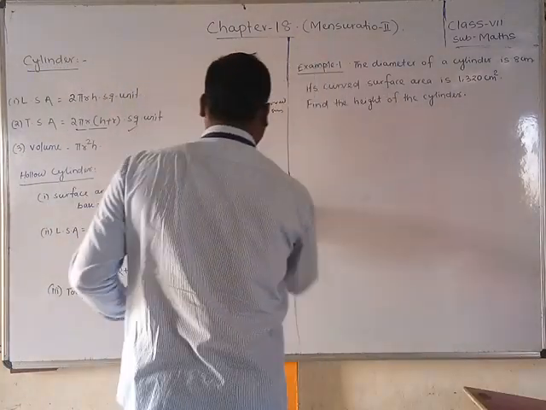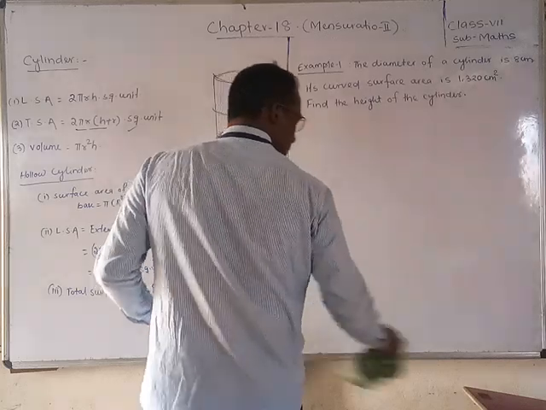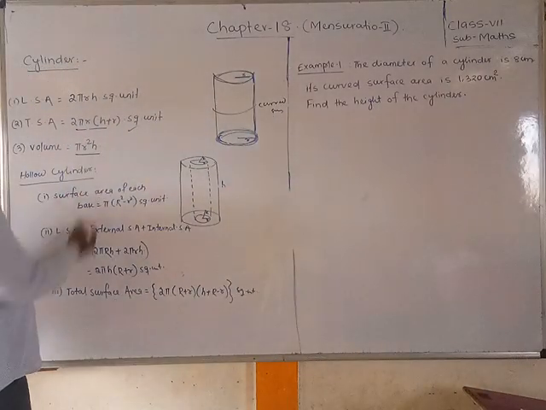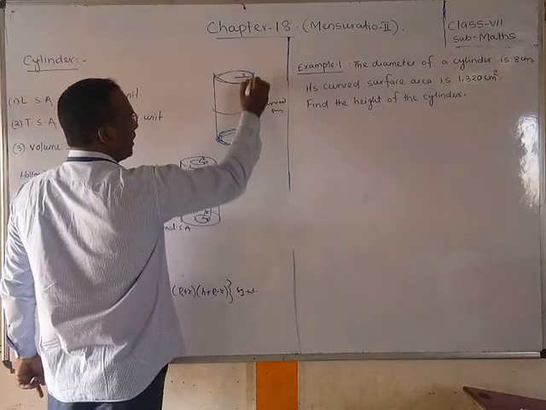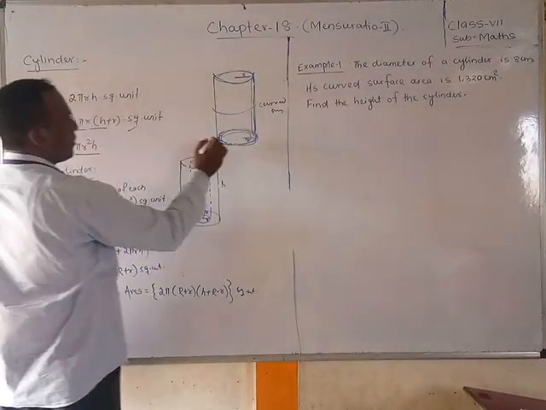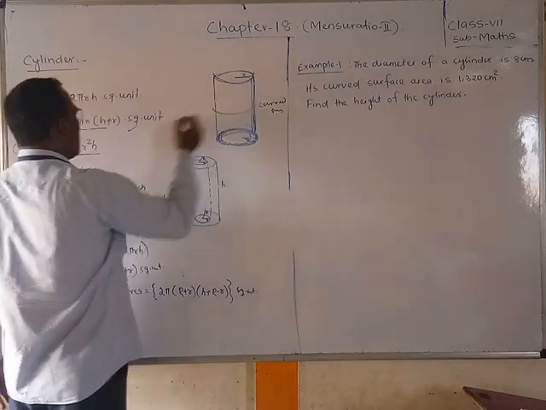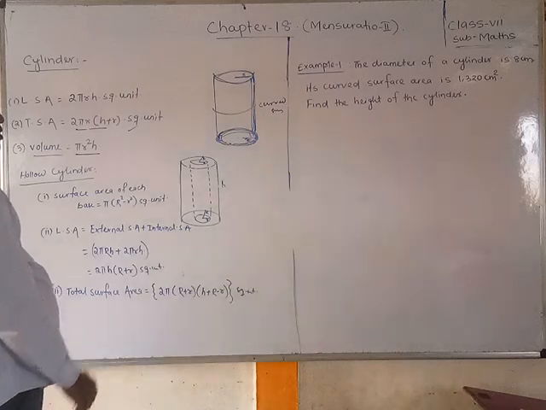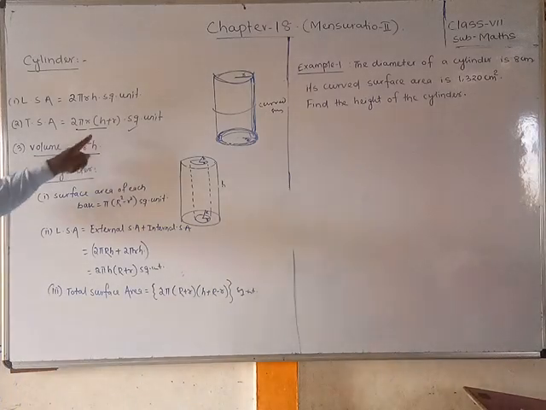Okay, so now students, another one is the volume. Volume is equal to the area of the base into height. Whenever you are finding the lateral surface area, it is the perimeter of the base into height, and whenever you are finding the volume, it is the area of the base into height. So volume is pi r square h.